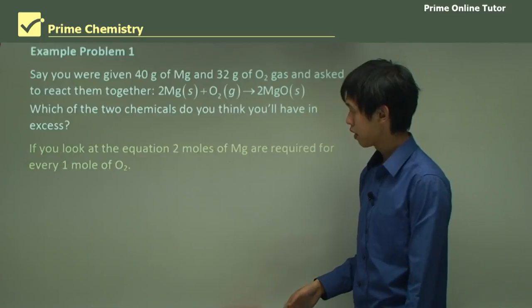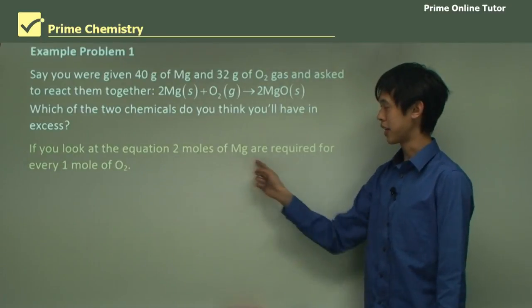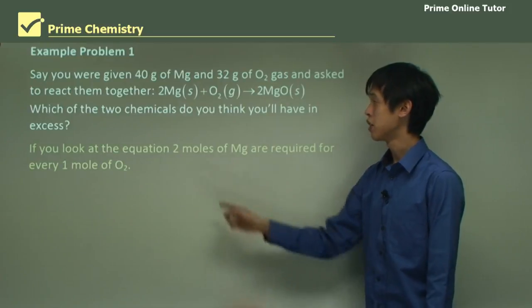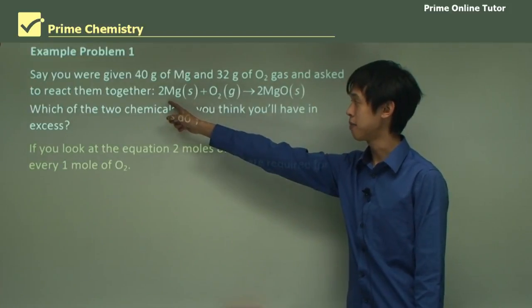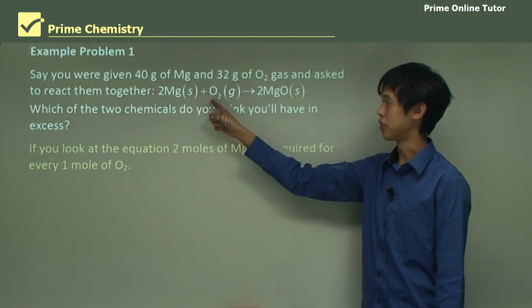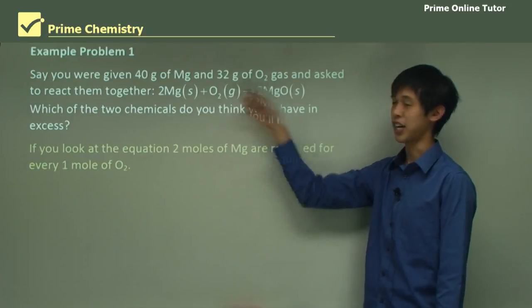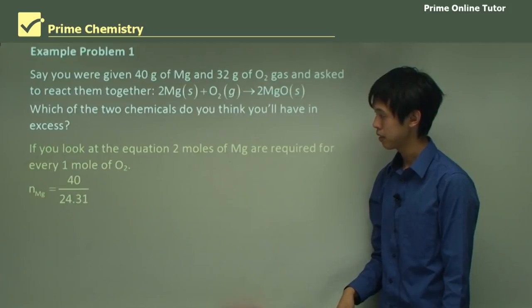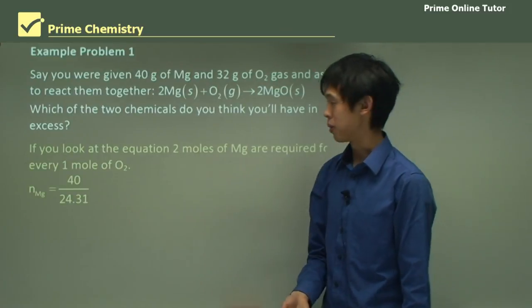So if you look at the equation, 2 moles of magnesium are required for every 1 mole of oxygen gas. Okay? So we need 2 moles of magnesium for every 1 mole of oxygen gas in order to get this reaction to go fully. Okay? Now let's work out the number of moles of each substance.